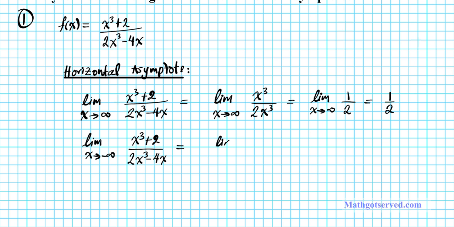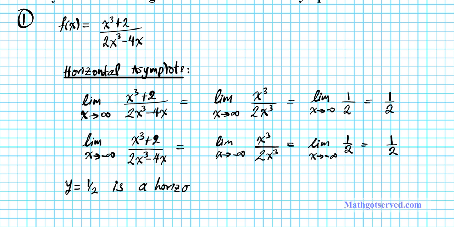This reduces to the limit as x approaches negative infinity. The quickest going on the top is x to the third. The quickest going on the bottom is 2x to the third. These two divide out again, so we have the limit as x approaches negative infinity of 1/2 and is also 1/2. So we have the same horizontal asymptote when you're going to infinity or negative infinity. Okay, so what's our answer? Our y equals 1/2 is a horizontal asymptote. The horizontal asymptote.